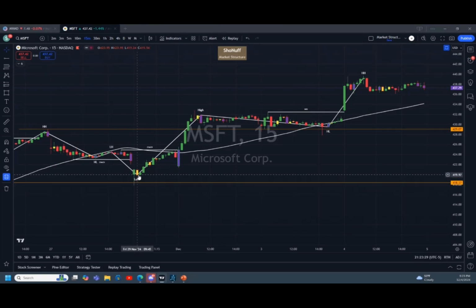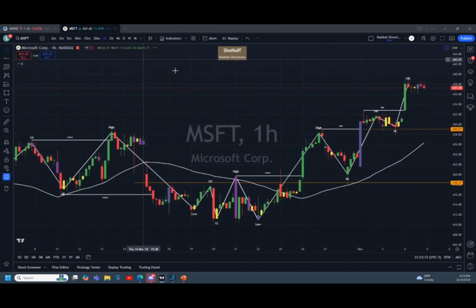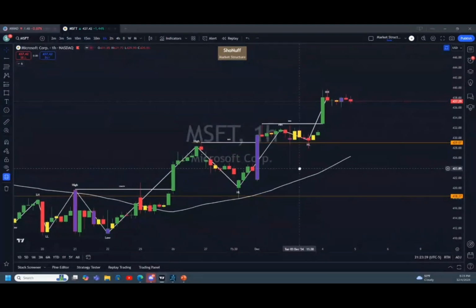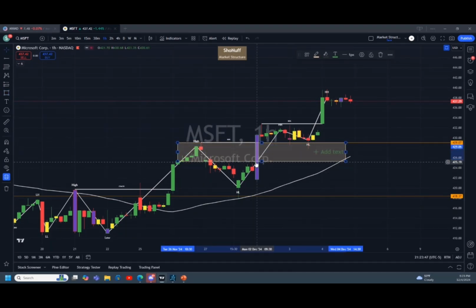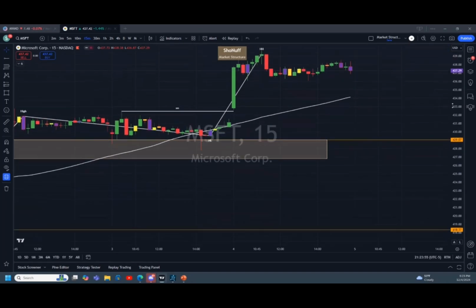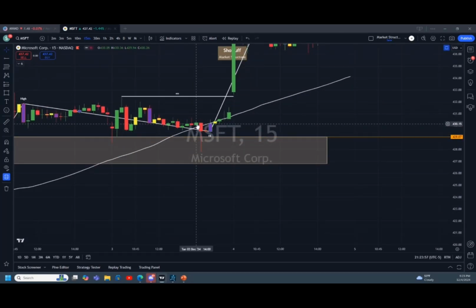So I get my hammer candle, so that lets me know to take the trade. And then what happens? Microsoft takes off. And then once it broke this area, what did it do? It pulled back. So I would draw something around here. Probably go up a little bit. Right there. Boom. What did it do? It pulled back. Drop down to my 15-minute. What did I get on here? I got a hammer candle.